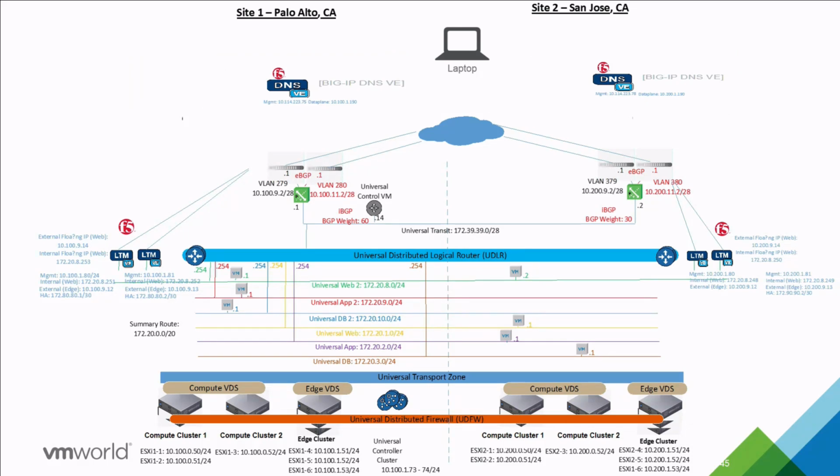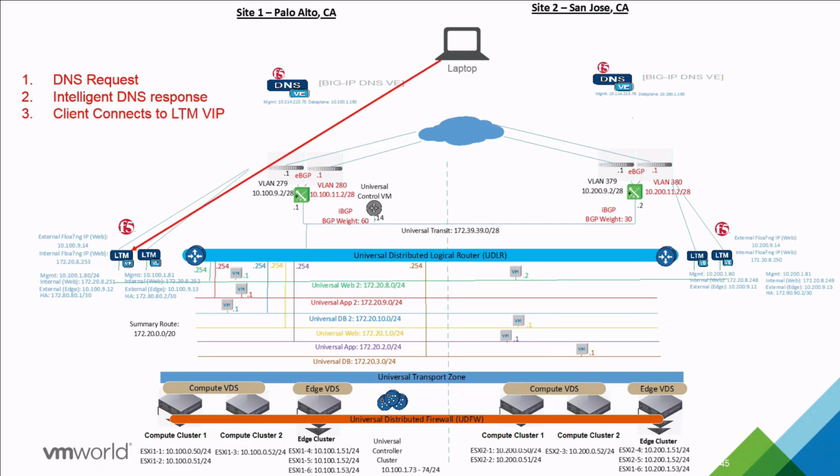So I have a client here, the request comes in, a DNS request. I get an intelligent DNS response from the F5 DNS. Again, this is also based on the status of my application pool, the status of my LTMs, and the load balancing algorithm I'm using. And the correct VIP is returned for the LTMs.